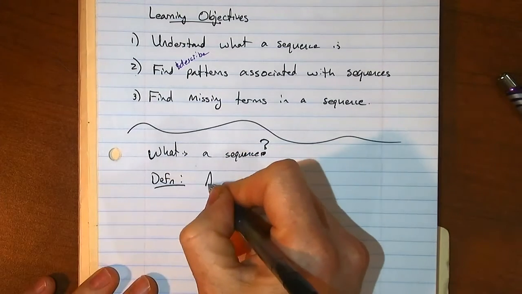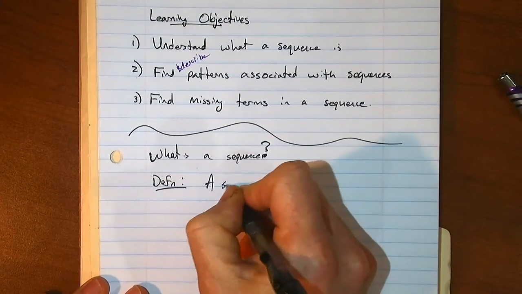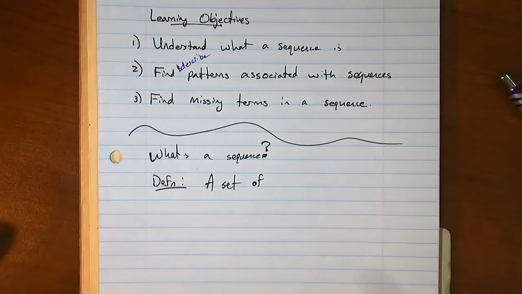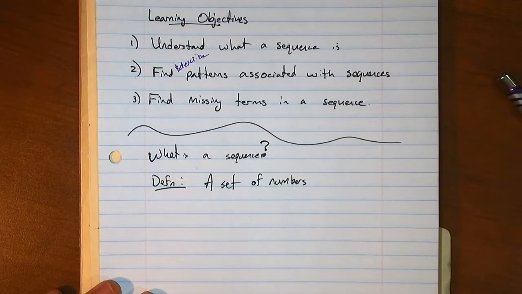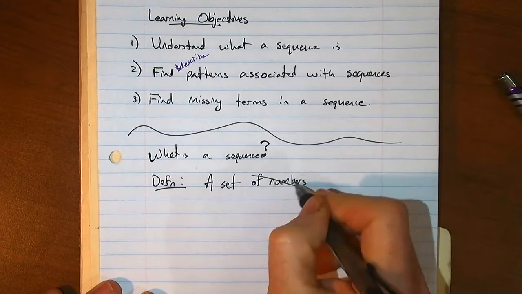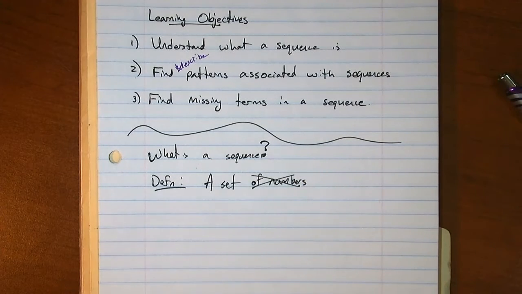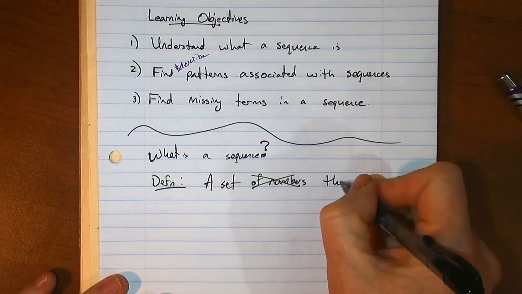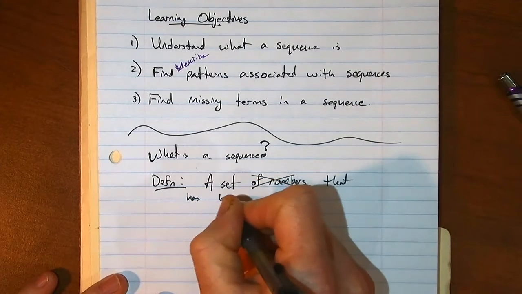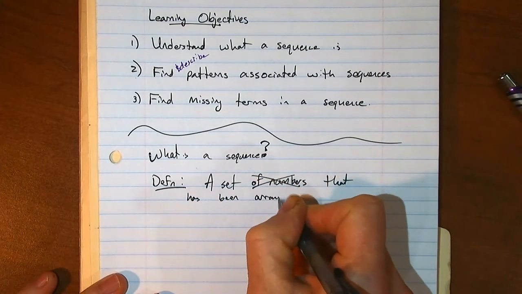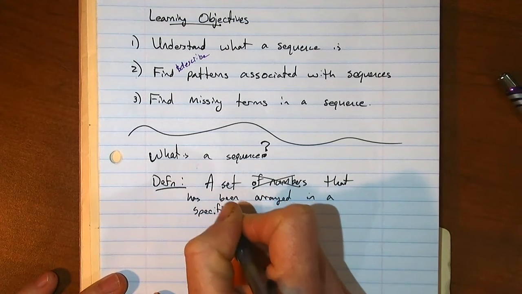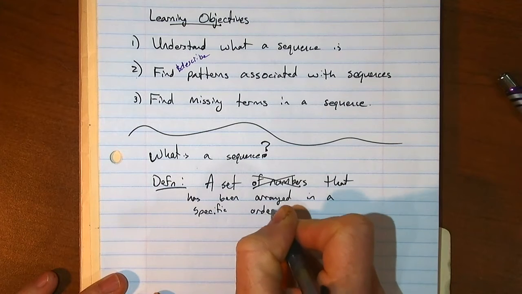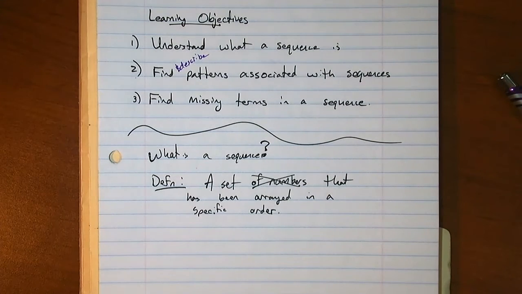A sequence is a set of numbers. And you know what? Actually, it doesn't even have to be numbers. In our class, it will always be numbers. But generally speaking, that's not true. You could have a sequence that's made up of shapes or other things as well. So let's just say a set that has been arranged in a specific order. Okay. A set. And remember, a set is a collection of things, right?